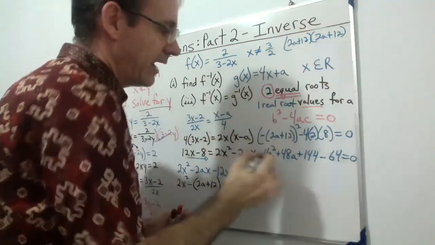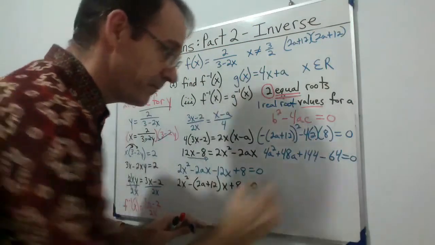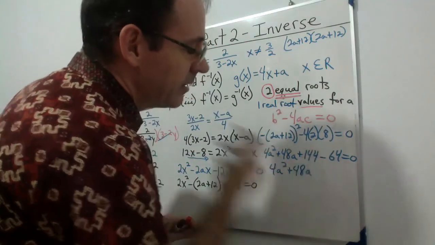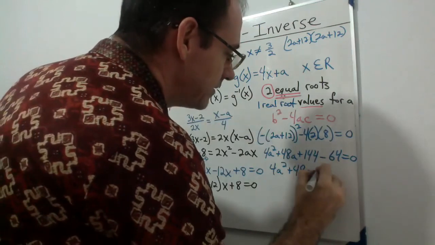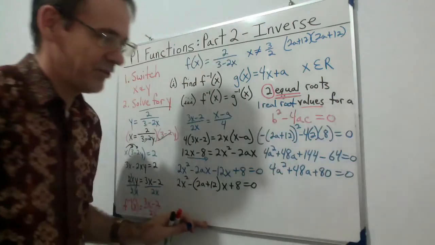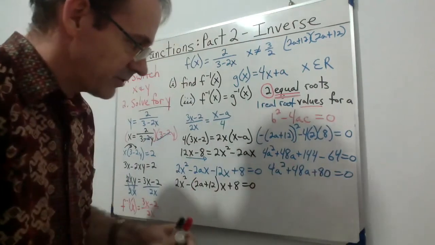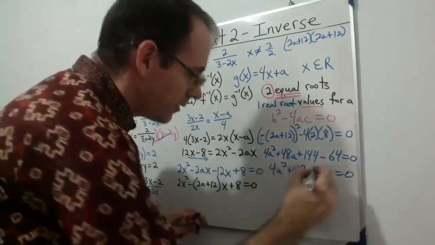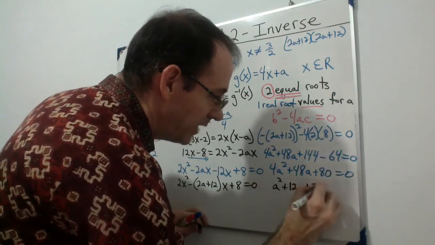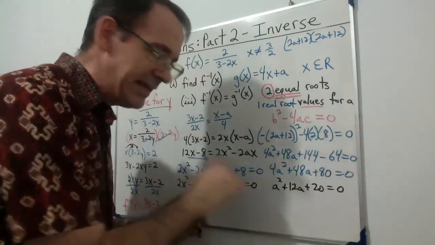So you get 4a squared. 24 and 24 is 48a. 12 times 12 is 144. So we get 4a squared plus 48a plus 80 equals 0. And it's divisible by 4, so take out that 4, divide the 4 all the way through. So a squared plus 12a plus 20 makes the numbers a lot easier when you recognize that. Don't try to factor the 80 and the 4.